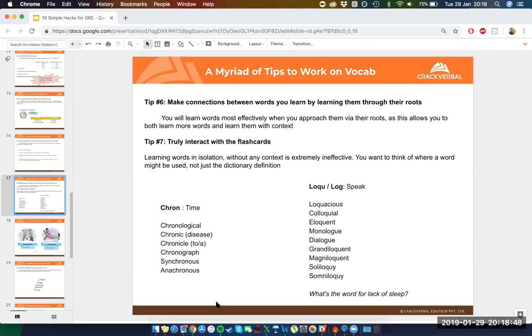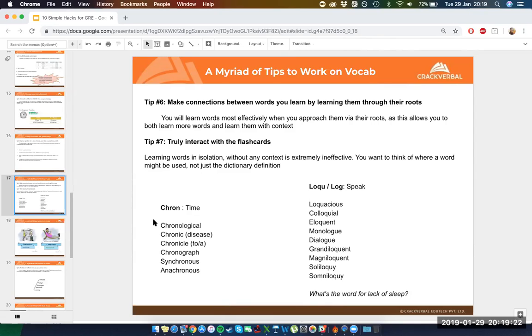Now, the most common approach is to find a list of words and to try and learn them. But instead of doing that, I suggest something a little bit different. If you learn words by learning what their roots are, you will learn words far more effectively. You will learn more words, because if many words have one root, and you know what that one root is, you learn many words at a time. And you understand where those words would be used in context, because you understand how they came to be in the first place. Let's take a look at this in action.